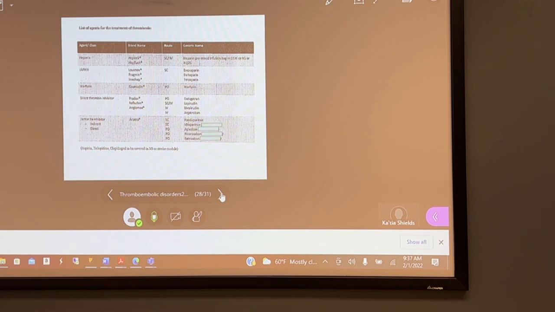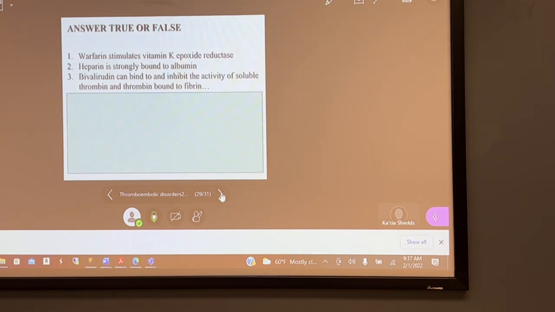Let me check where I am with you. Tell me true or false. Warfarin stimulates vitamin K epoxide reductase, true or false? False. Very good. So in an exam, when I put that warfarin inhibits, don't tell me what you practiced in class for stimulate. Please read it carefully.